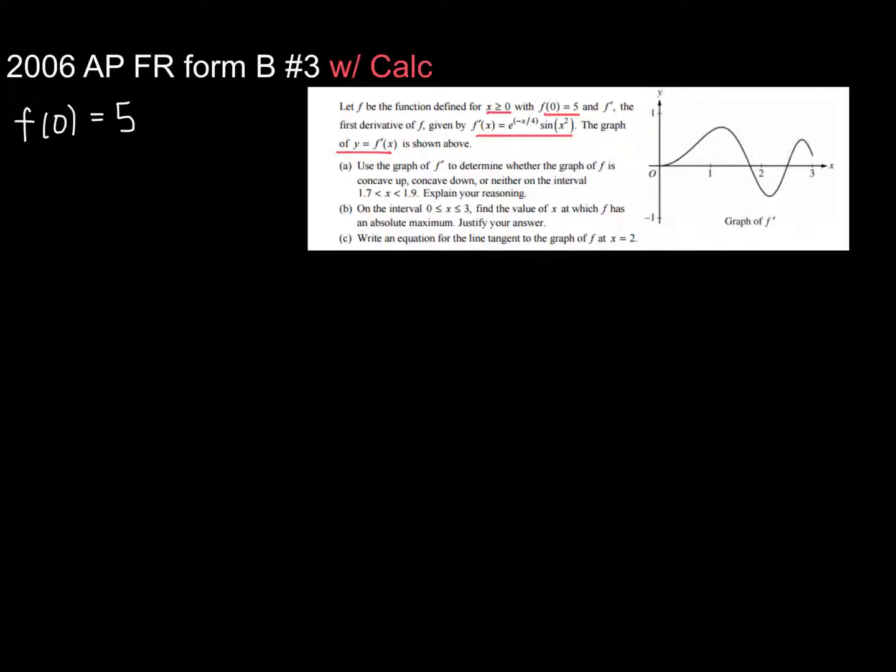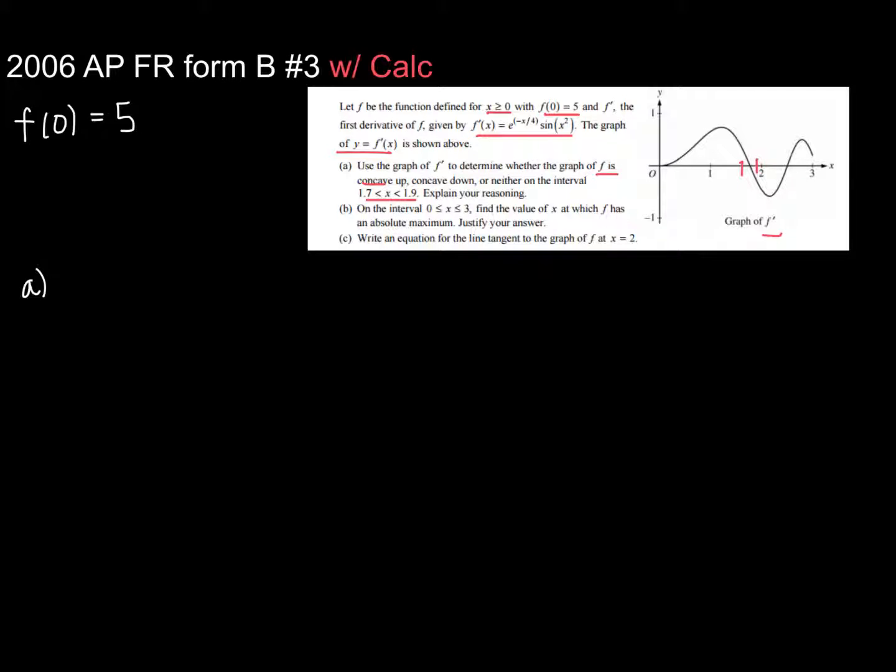So to start off with, there are a couple of key points that I need to make sure I remember. This function f is defined for x greater than or equal to 0. I know the value of f at 0 is 5. I'm given the first derivative, f prime. I'm given its algebraic form, and I'm given the graph of f prime. I'm not given the graph of f. That is super important to note.